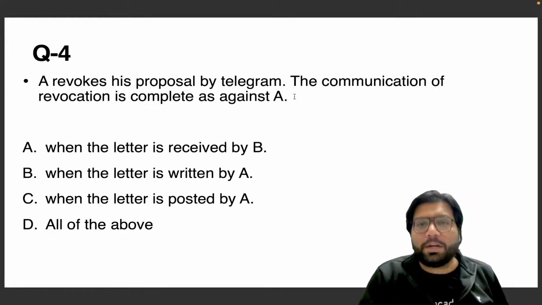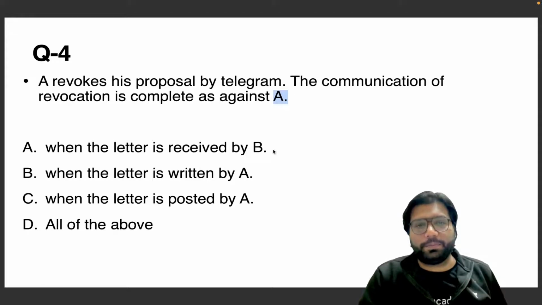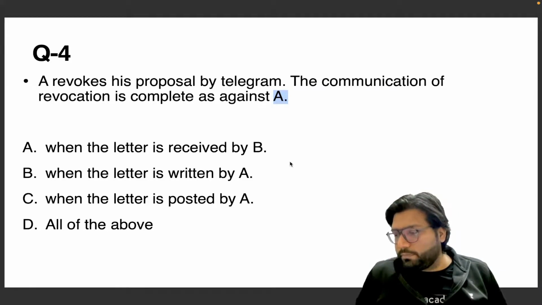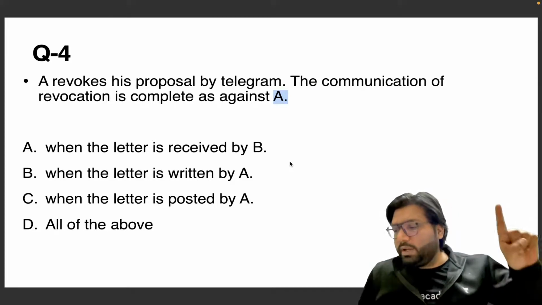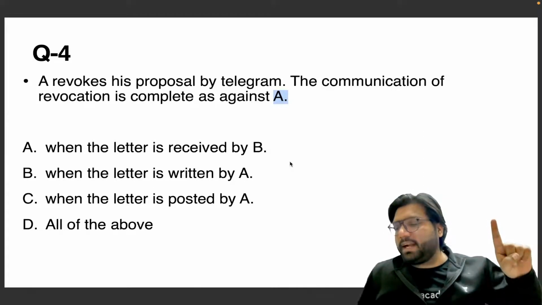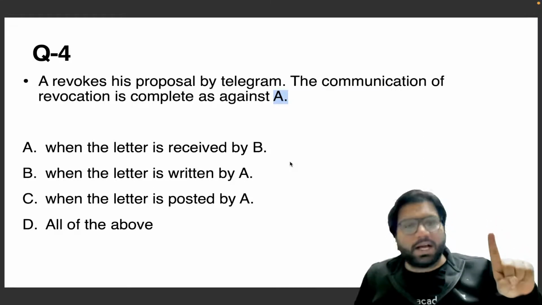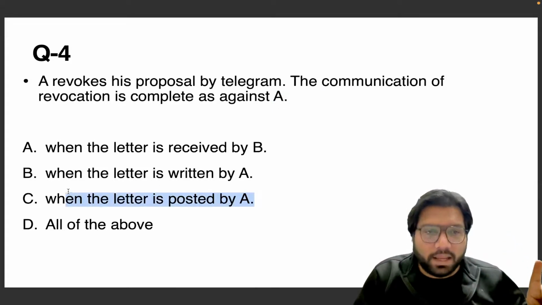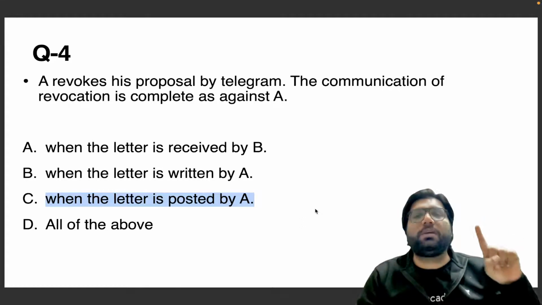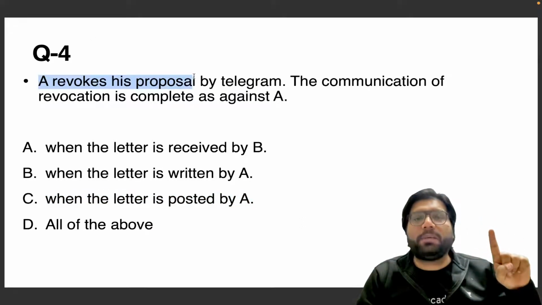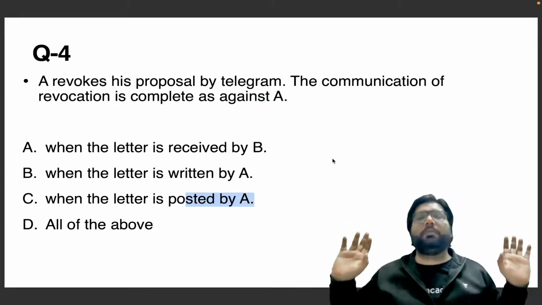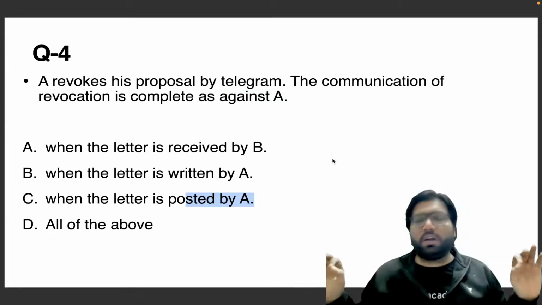Now when will the communication be complete against him? Anyone who wants to change their answer? There is only one student who has answered correctly and that is Kajal. Kajal, C is the correct answer: when the letter is posted by A. When the letter is posted by A. So when will A's revocation be complete against A? Once he has posted the letter, communication of revocation against him got completed.